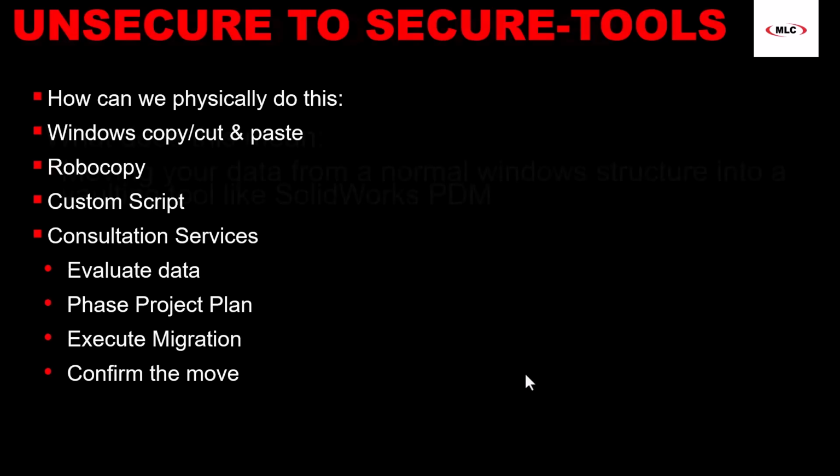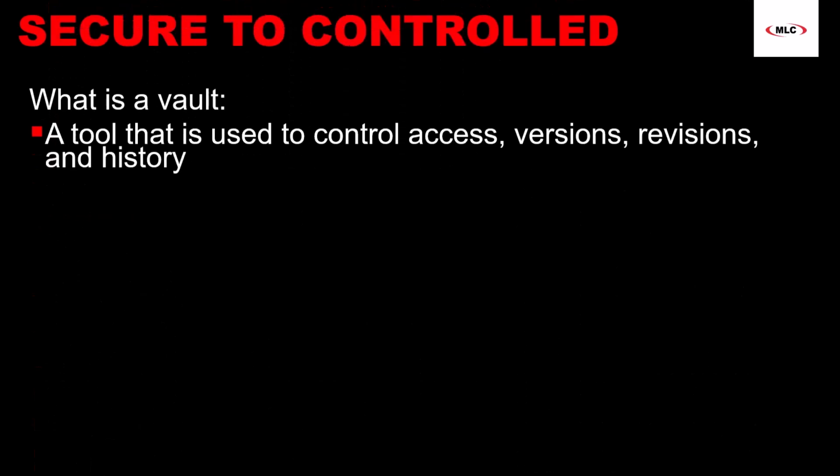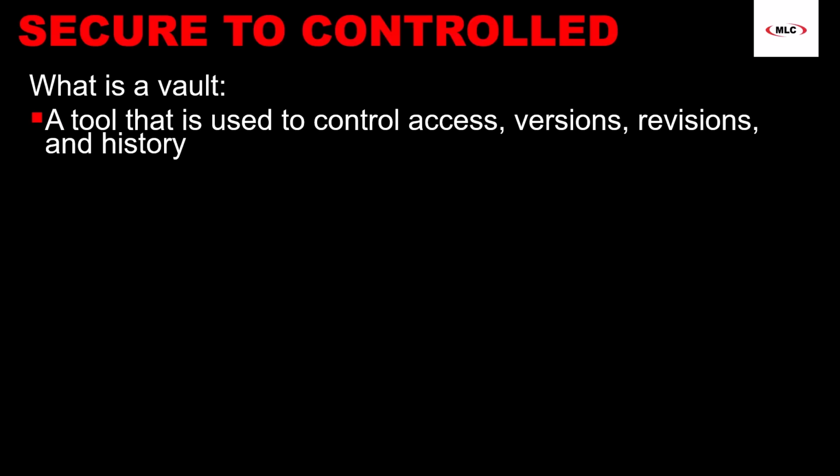Now, the second type of migration that we run across is what we call a secure to a controlled migration. So what does this mean? This means moving your data from a normal Windows architecture into a vaulting tool like SOLIDWORKS PDM. So you might be asking yourself, well, what is a vault? A vault is a tool that is used to control access, versions, revisions, and history inside Windows Explorer.